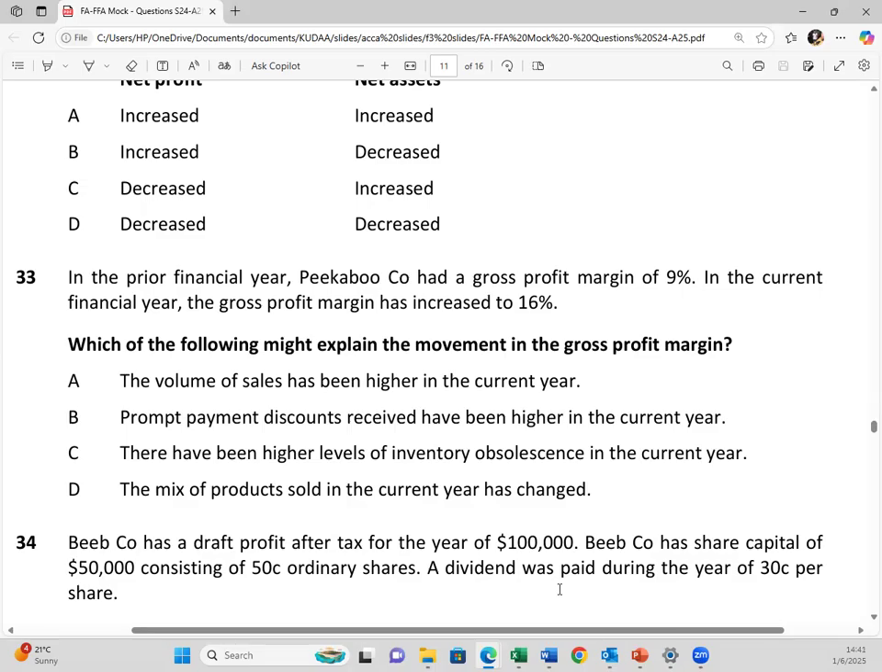We talked about this one before. So what could cause that movement? What could cause the increase in the margin from 9 to 16? Yes, it is the change in the sales mix ratio. The sales mix ratio is the ratio at which we are selling our products. So if we were selling 10 units of A for every 3 units of B, that's the sales mix ratio. Changing the sales mix ratio can actually result in an improvement in the gross profit margin.